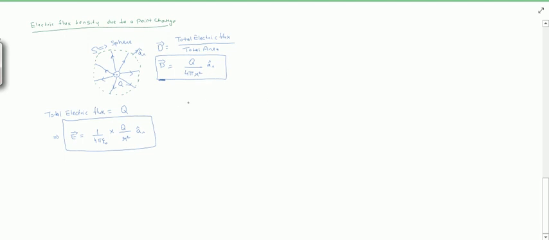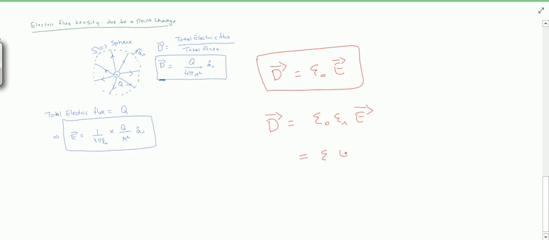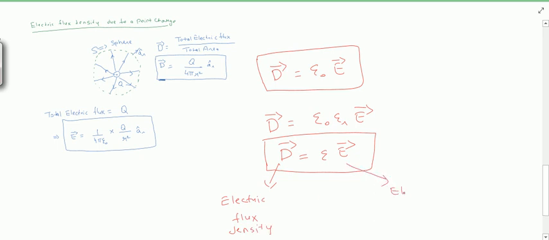So if you compare these two equations, what you get is D will come as epsilon naught E. Now as I am considering this all in free space, I am taking epsilon naught. If the charge is present in some medium of permittivity epsilon r, relative permittivity epsilon r, then it will be epsilon naught epsilon r E, or we can write it as epsilon E. So you can see the relation between the electric flux density and electric field intensity. This is electric flux density, and this is electric field intensity.